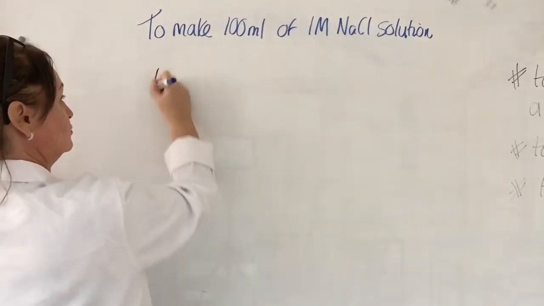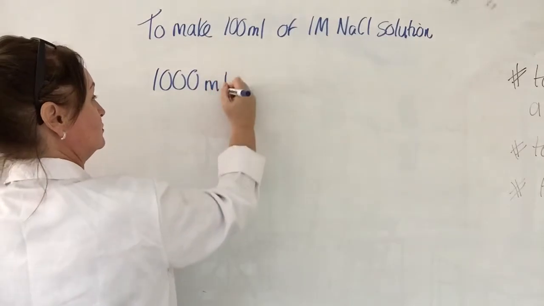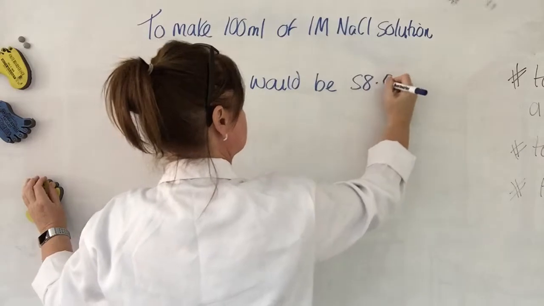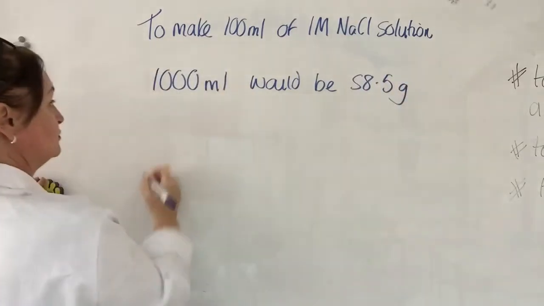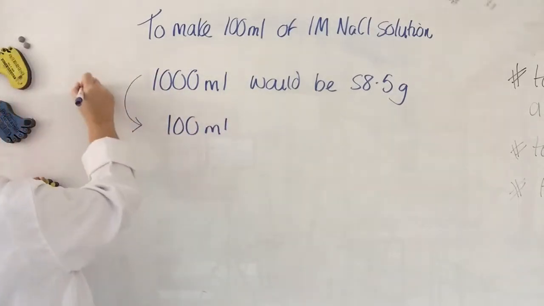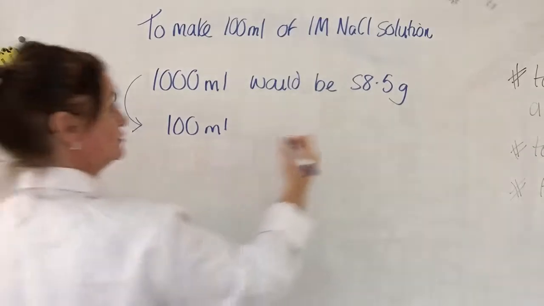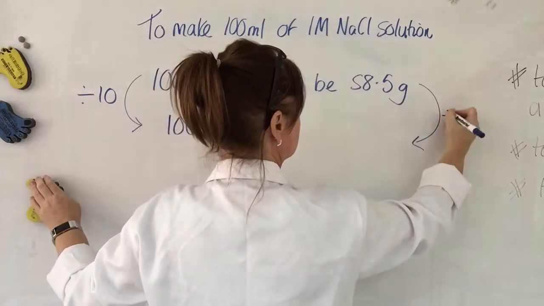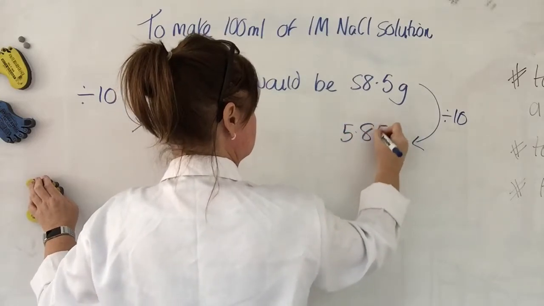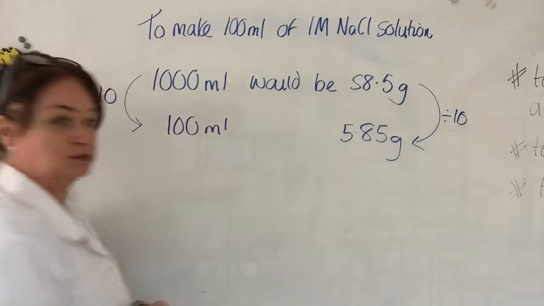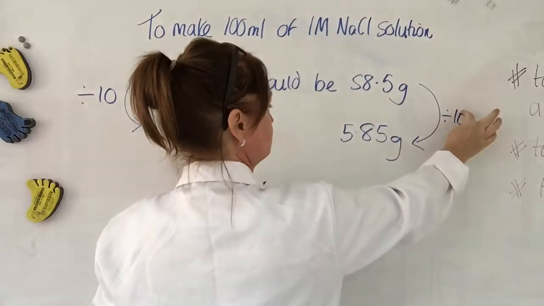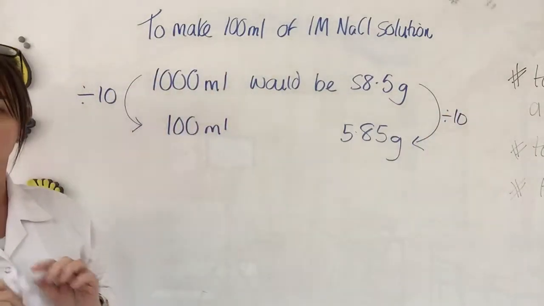Okay, I need to make my 100 mils of sodium chloride solution, which is 1 molar. Well, if I was making a litre of it, which would be 1,000 millilitres, I would use 58.5 grams of sodium chloride. But I only want 100 mils. So I need to divide 58.5 by 10, because that's what I've done when I moved from 1,000 mils to 100 mils. So in actual fact, I'm going to be adding 5.85 grams of salt into 100 mils to make my 1 molar 100 ml sodium chloride solution.